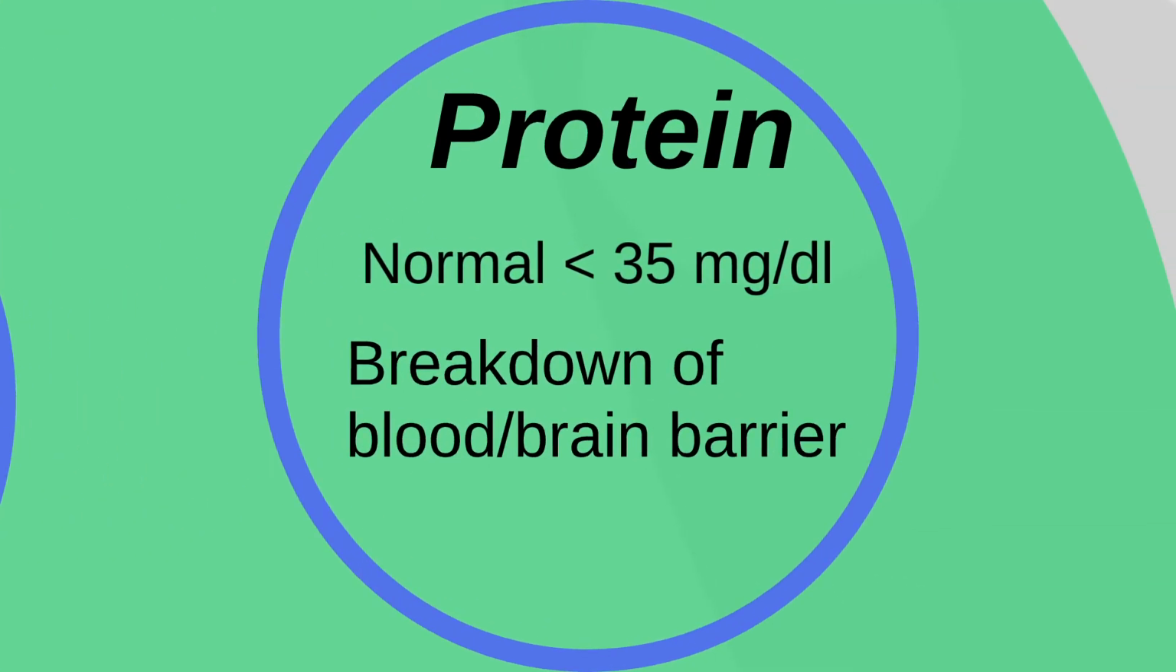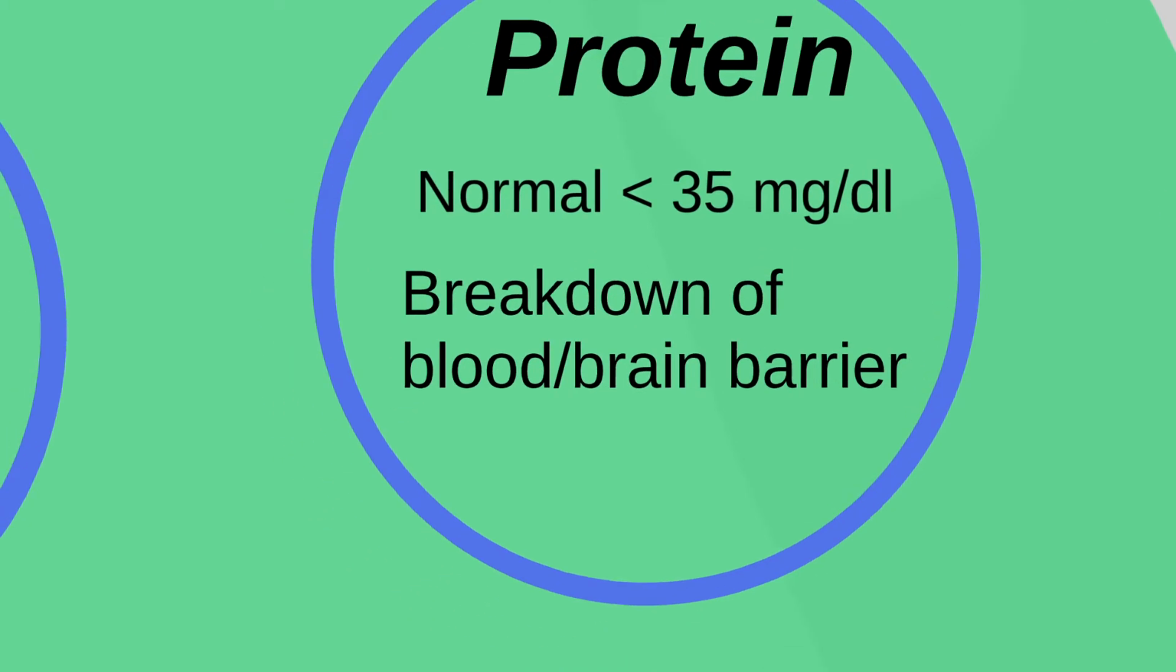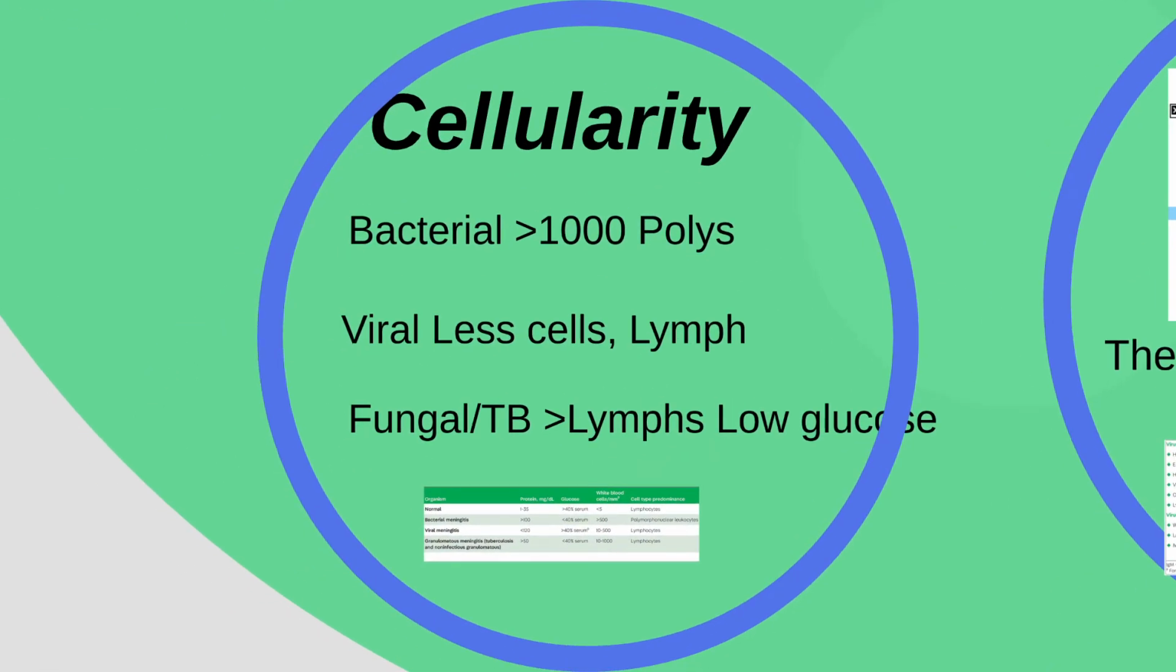Then we measure the protein. Normal is less than 35 milligrams per deciliter, and if it's elevated, it represents a breakdown of the blood-brain barrier, and it is seen typically in bacterial meningitis and in the granulomatous meningitis. And then, of course, we look at the cells. We look at the number of cells and the type of cells that are present in the spinal fluid.